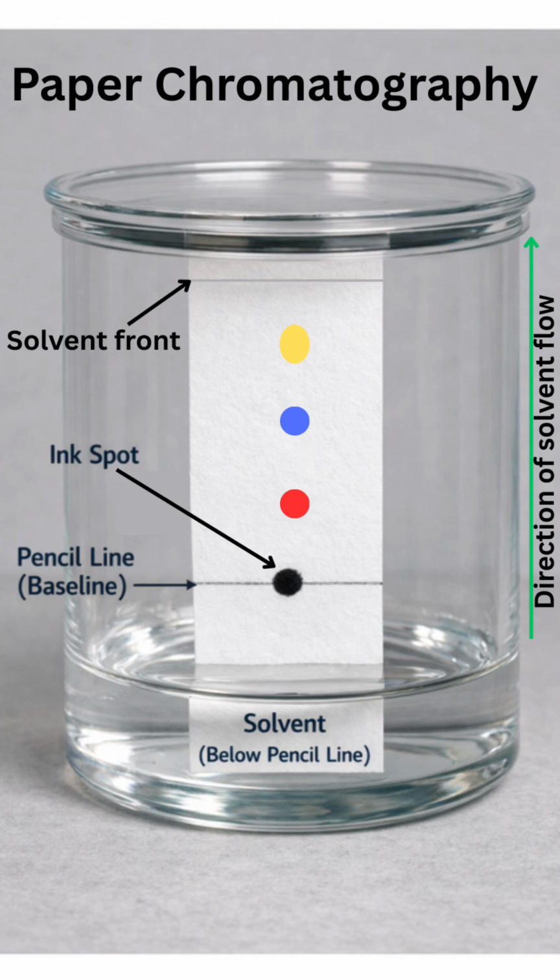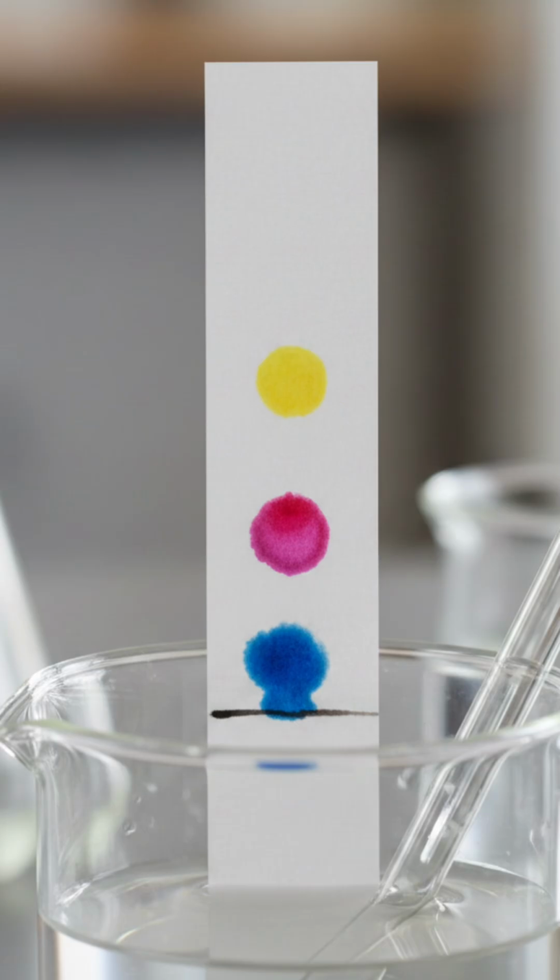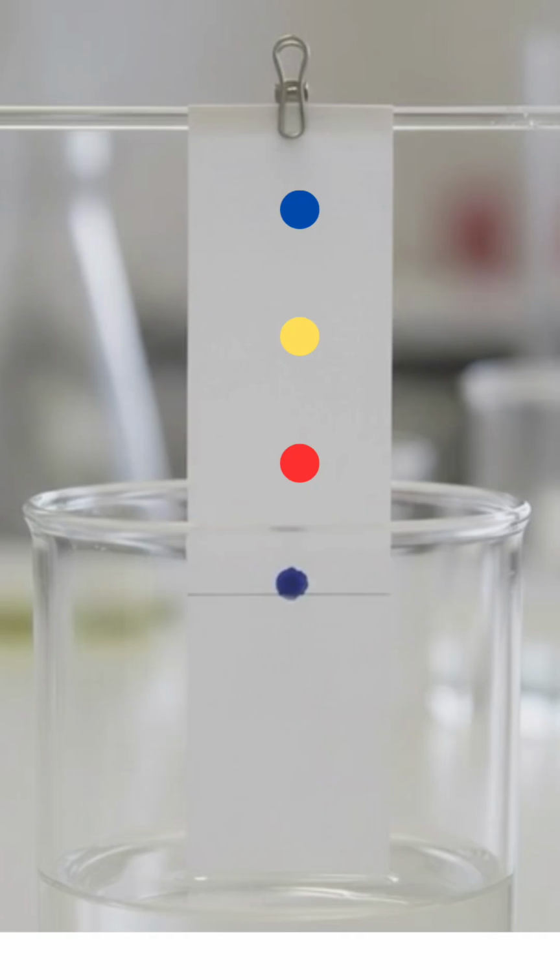Chromatography works because there are two phases, the stationary phase, the paper, and the mobile phase, the solvent moving through the paper. Each substance is attracted differently to these two phases, so they separate as they move. The result is a chromatogram. This chromatogram can tell us a lot.